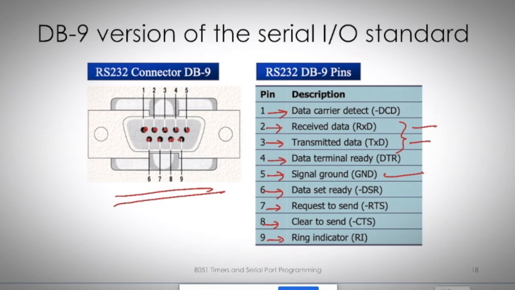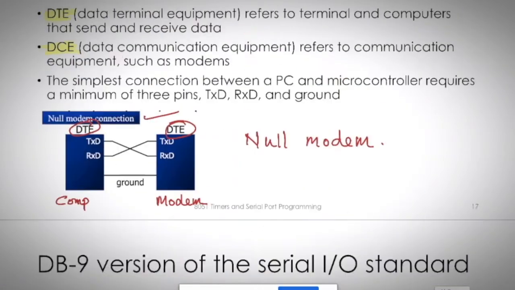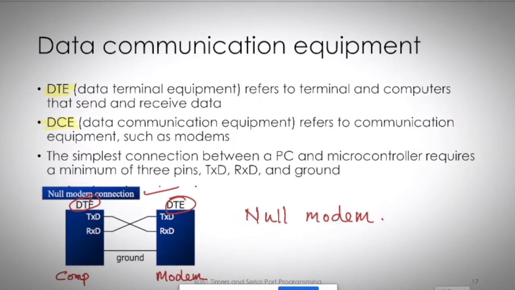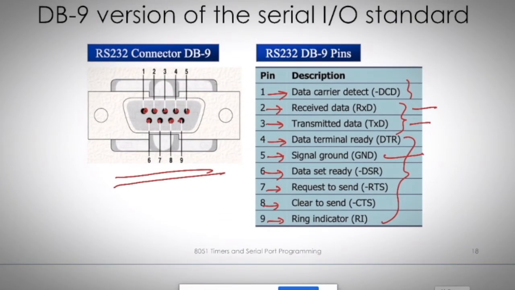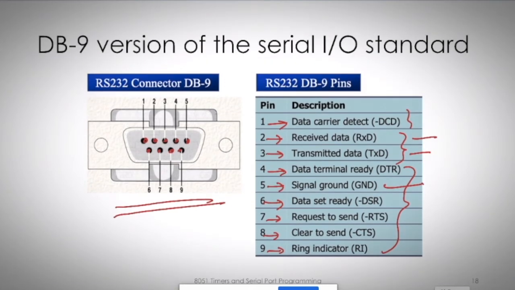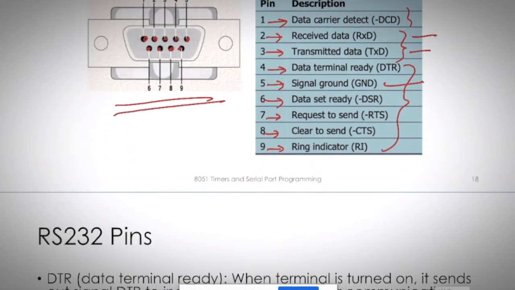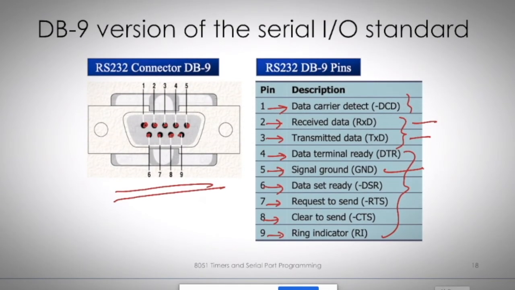That is why in a null modem connection we will never use any of these other pins. In a null modem connection, it is only between TxD and RxD. TxD is there, RxD is there, and the communication is between these two. The remaining pins are all idle in the null modem connection. So this is about the DB9 connector. We will see the details of what these pins do.